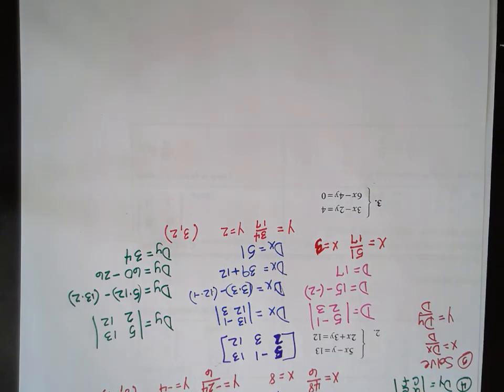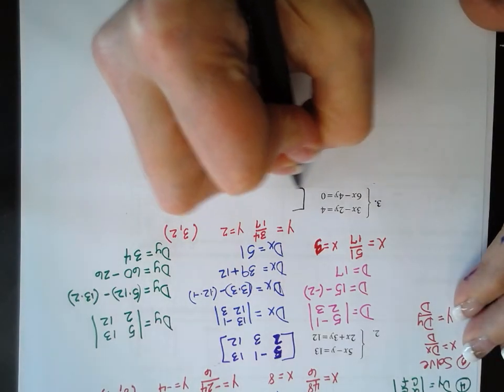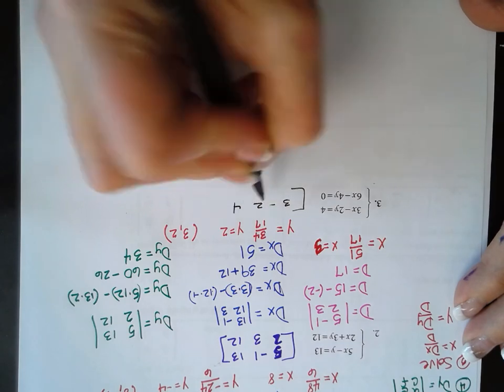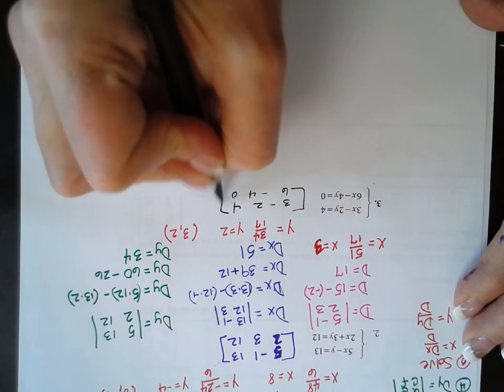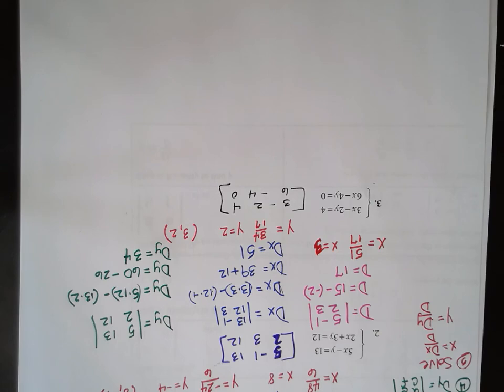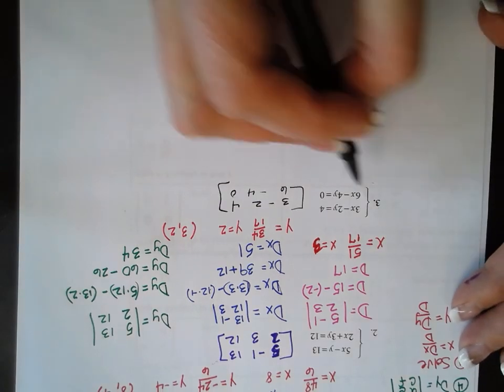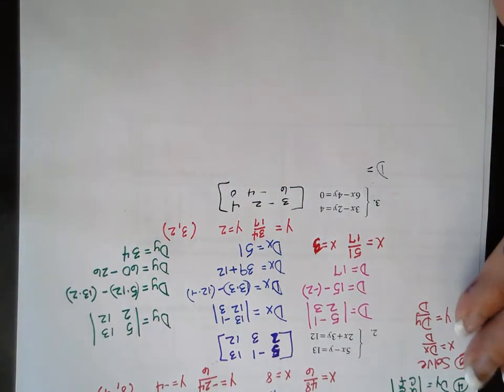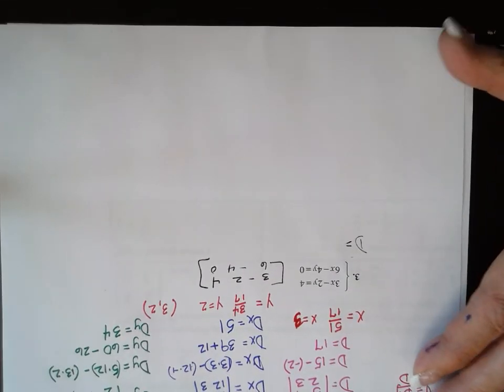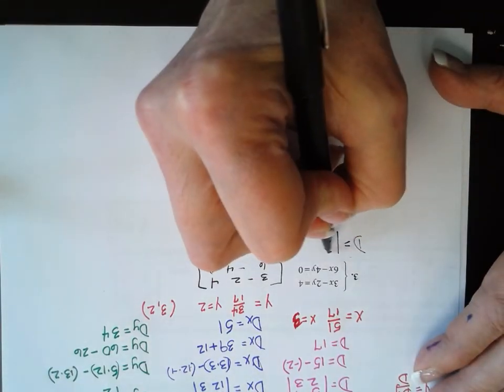Okay. All right. So let's do the last one. What's my augmented? 3, negative 2, and 4. 6, negative 4, and nothing. Perfect. All right. So what's my determinant? 3, 6.